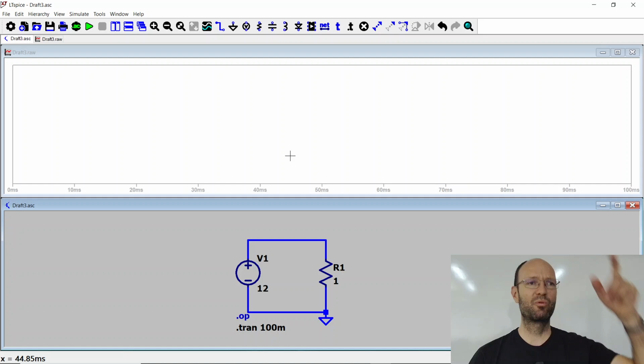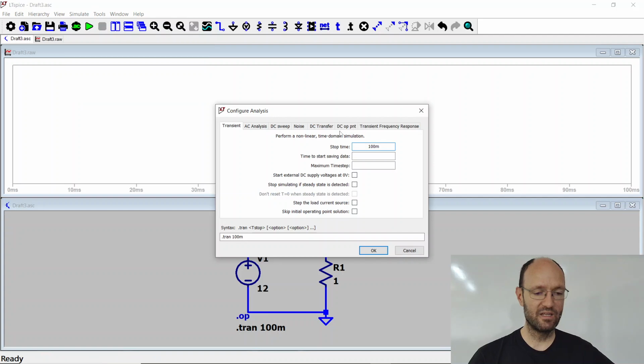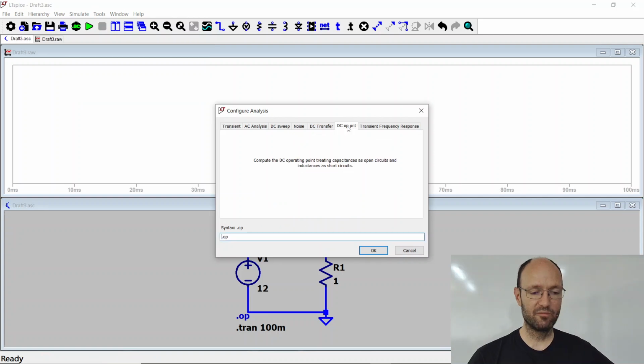Yeah, so I think you can also go to simulate and say settings. No, not settings. Simulate and configure analysis. And then you get to this. And before, we used this mode, the transient mode. And we still have a DC source that does not change over time. So it does not matter if you simulate 1 microsecond, a millisecond, a second, whatever.